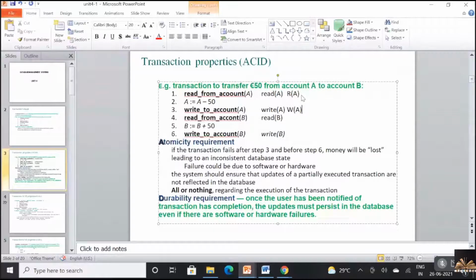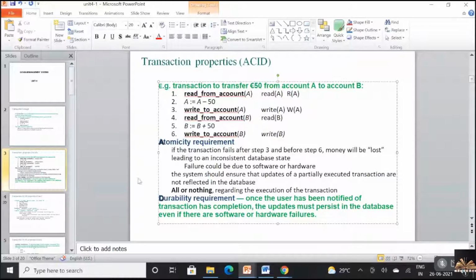Now see, there are totally 6 statements in my transaction. Read from account A, subtract rupees 50 from account A, modify the value of A using the write statement, again read the value of account B, then add that 50 rupees to B, then write to B. So these are the 6 statements that I'm going to work with.